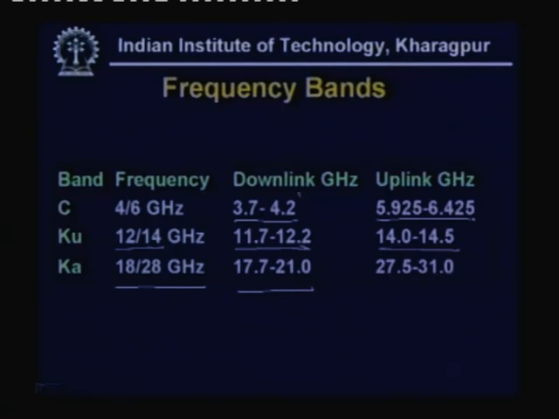One point you must notice, that the downlink frequency band is lower, and here we are using higher frequencies. Uplink frequency is higher. What is the reason?